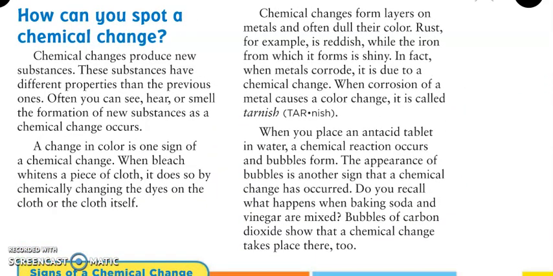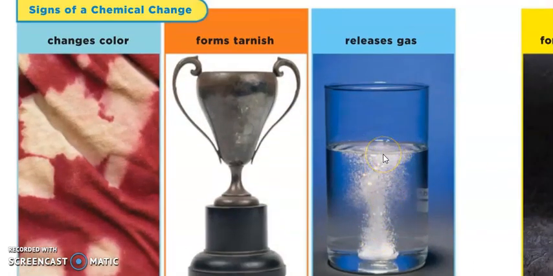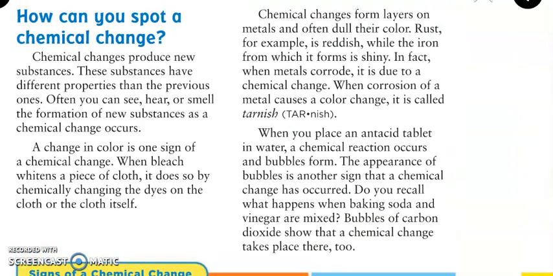Another example of a sign of chemical change: when you place an antacid tablet in water, a chemical reaction occurs and bubbles form. The appearance of bubbles is another sign that a chemical change has occurred. You can see in this picture the release of gas when a chemical reaction occurs with two substances. So this is another example of a sign of chemical change.